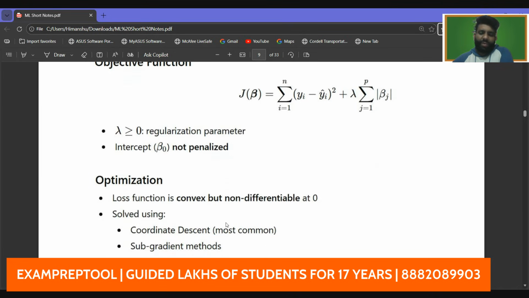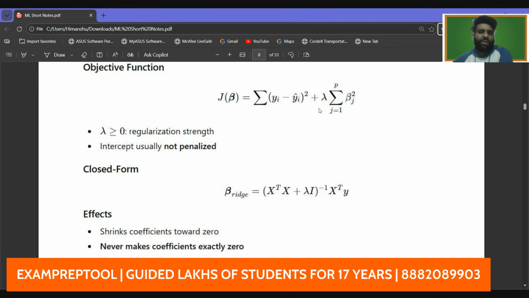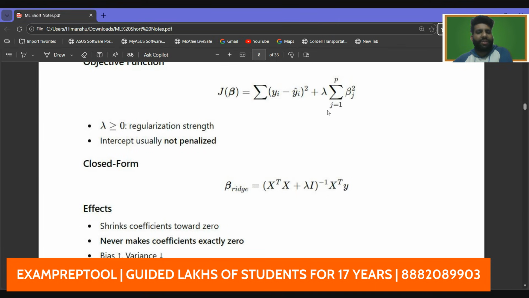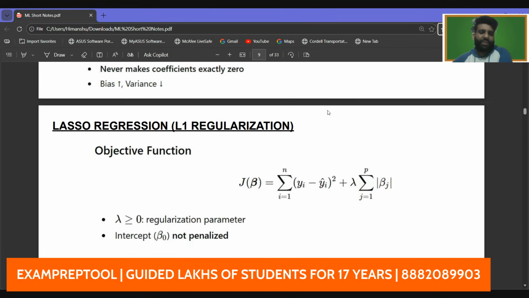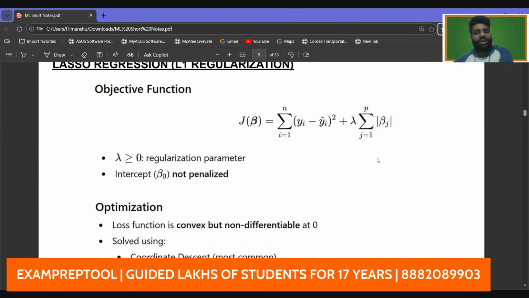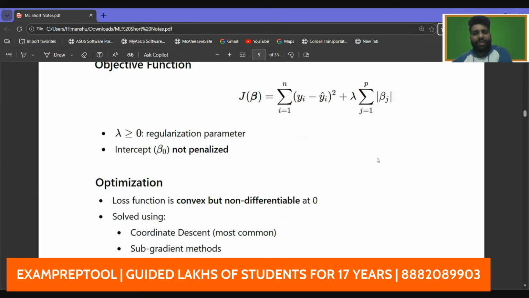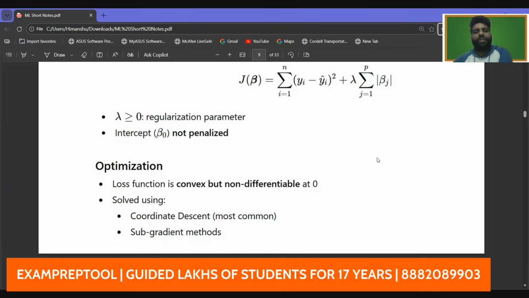How do we optimize? The previous one was a classic convex function. But this is not differentiable; the modulus function is not differentiable. So how do we solve this? There are different methods, but what we generally use is the gradient descent method. That is what is used to solve this problem and find out what the weights should be overall.